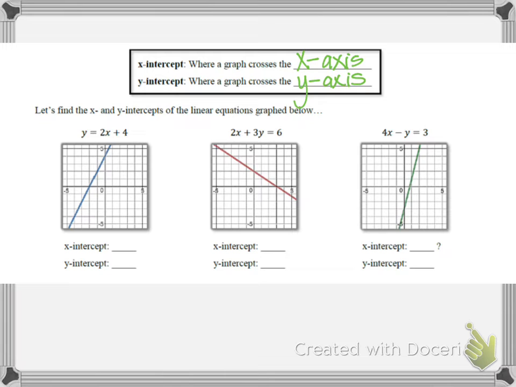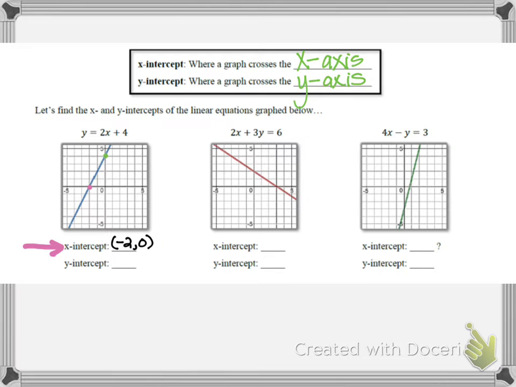The first graph is y equals 2x plus 4, and I'm going to use pink to highlight the x-intercept. I've highlighted the point on the graph where the graph is crossing the horizontal axis, and I can see that the x-intercept is at the ordered pair (-2, 0).